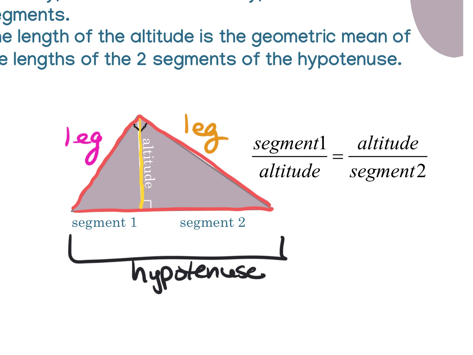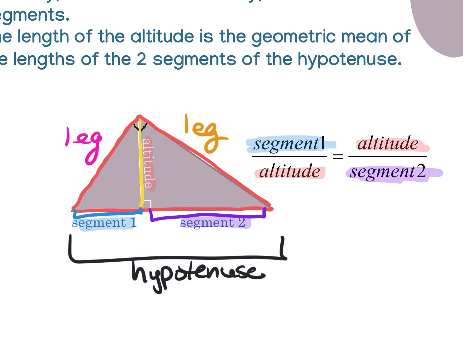So when you draw in the altitude, it splits the hypotenuse into two segments. So I have segment 1 here, and then I have segment 2 over here. So it's split into two separate pieces. And this is what we're using in our proportion. We're going to use the altitude and the two segments. So it'll be segment 1 over the altitude, altitude over segment 2.